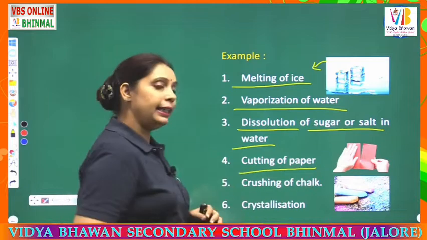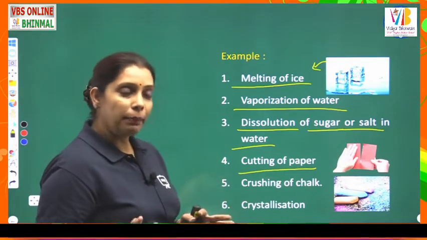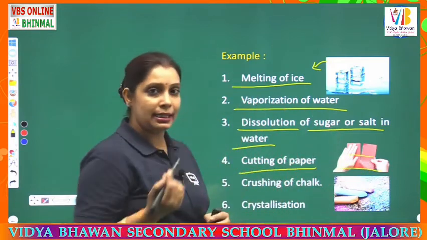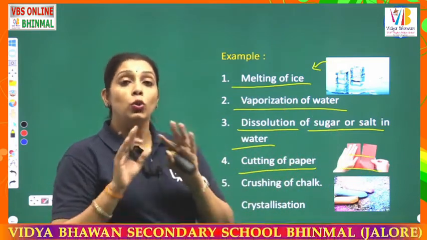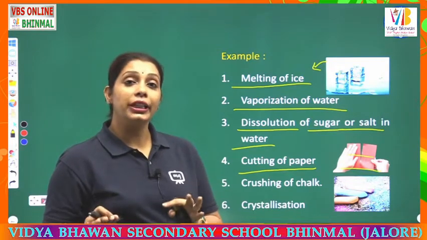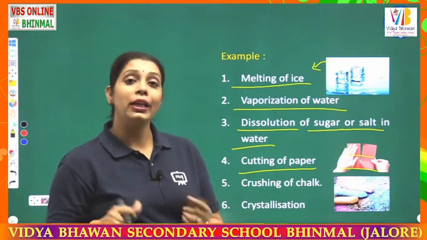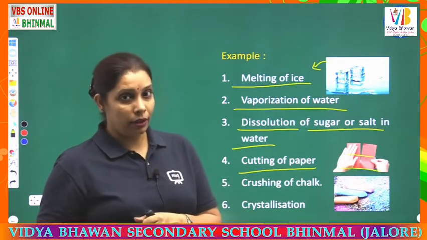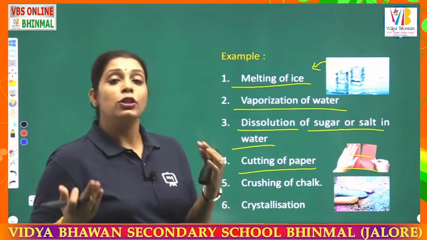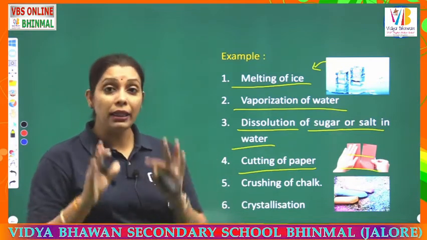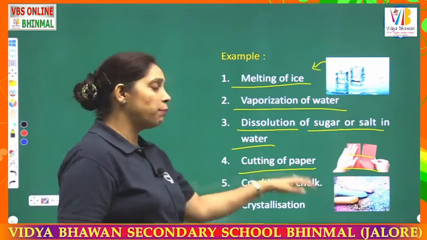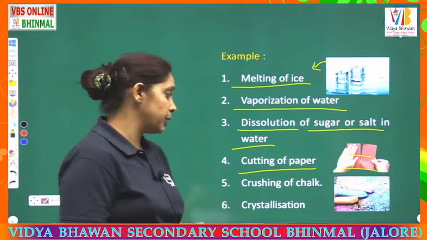Cutting of paper. Yes, suppose you are having a paper and you are cutting into 2 parts and further you cut in 4 parts. There is no change in chemical composition. Fine. It is change in size or it is change in shape. You can cut the paper in any shape. So there is no change in chemical composition, no new product is formed. So we can say cutting of paper is a physical change.